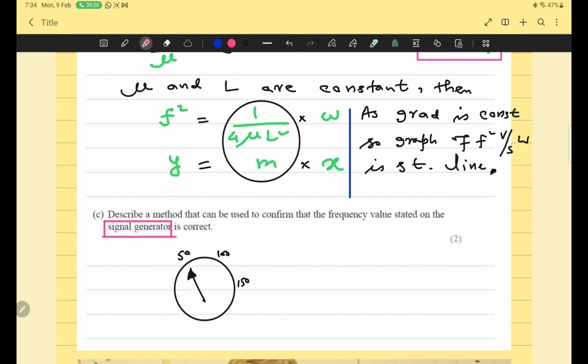Actually in this question the company has written numbers on the selector for us, and I want to check whether the company has done the marking correctly or not. The company has written numbers on the selector, but I am not sure whether these numbers are correct or not correct. So I am interested to check whether this marking is correct or not. So the question is: describe a method that can be used, and we are interested to confirm whether the frequency values stated are correct or not.